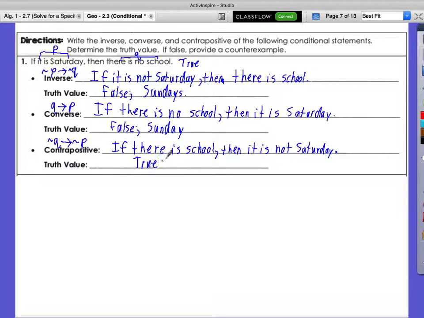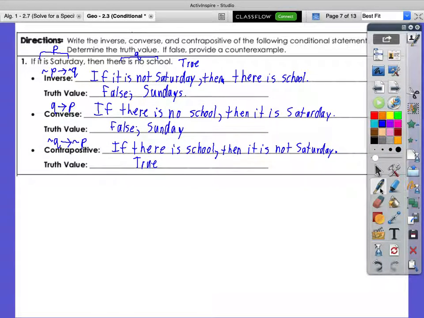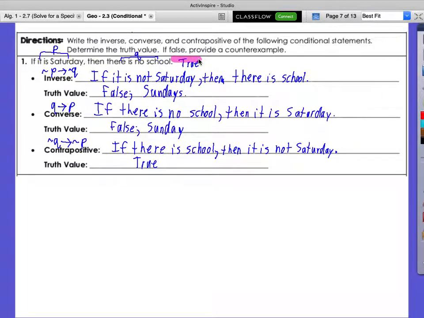Wyatt is coming in and saying false. I don't know. If there is school, then it's not Saturday. Well, that's true. Anytime we have school, it's not going to be Saturday. We don't have Saturday school. This is true. I want to highlight something for us here. Our conditional was true. What else was true? The contrapositive was also true.